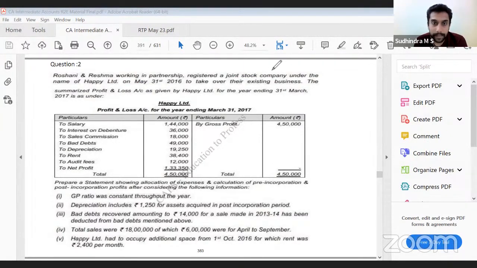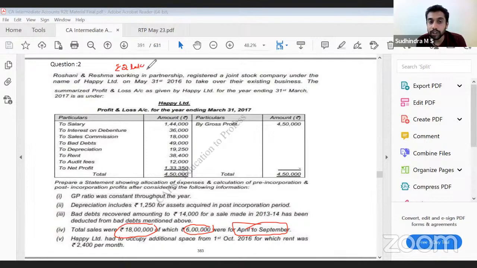Sales ratio, anyone? I got one answer in the chat. 1:7. I don't think so. See, they have given us 18 lakh as the total sales. Out of which 6 lakh were for April to September. But pre-incorporation period is April and May. How do I get the sales for 2 months? Divided by 6 into 2. Yes, presuming the sales to be uniform. So 6 lakh for 6 months, for 2 months it is 2 lakhs. So pre-incorporation sales is 2 lakhs.